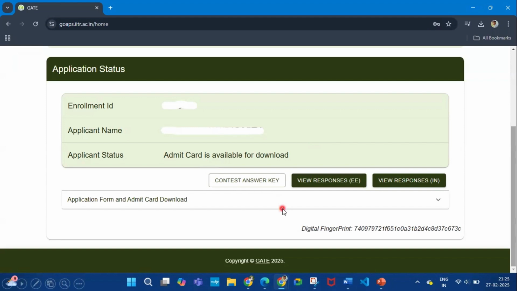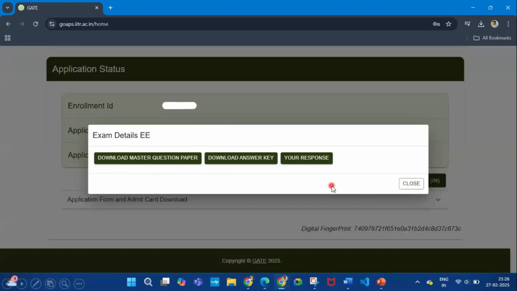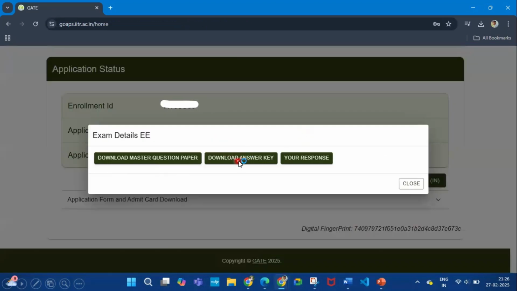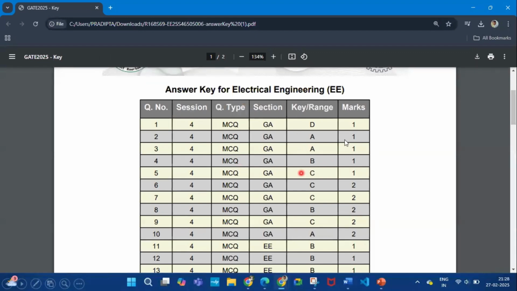After logging into your GATE website, you can click this view response. After that, you can download the master question paper, the answer key, and your response also. If you download the master question paper, you can see this type of paper, that means the original paper. And after that, you can also download your answer key, that means the correct answers for each question.